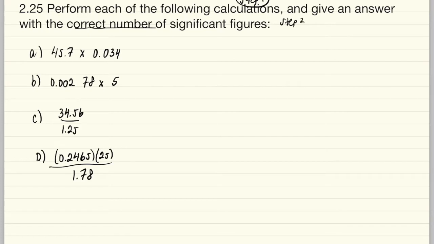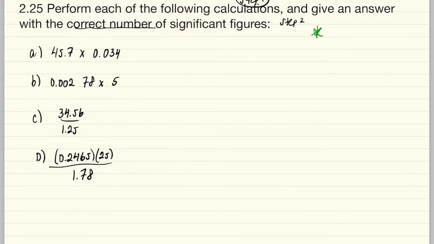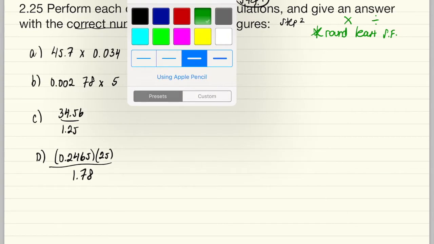Okay? Now, all of these are multiplication or division, so remember the overall rule. The overall rule is to round to the least number of sig figs. And that's for multiplication and division, which is what we're operating with, okay? So let's go ahead and work on these.